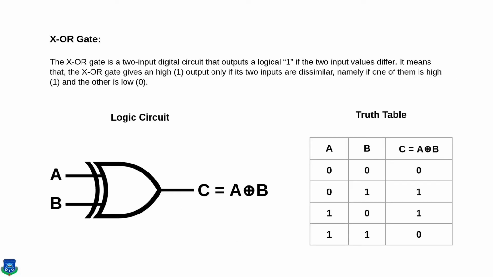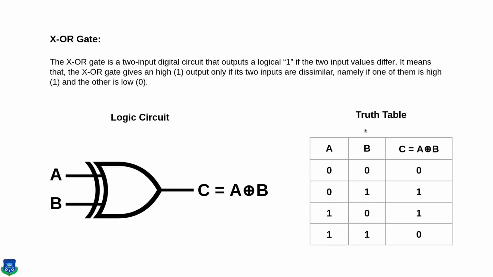The XOR gate is a two-input digital circuit that outputs a logical 1 if the two input values differ. It means that the XOR gate gives a high output only if its two inputs are dissimilar. Namely, if one of them is high and the other is low. Here is the logic circuit of an XOR gate. We denote the XOR operation using this symbol.